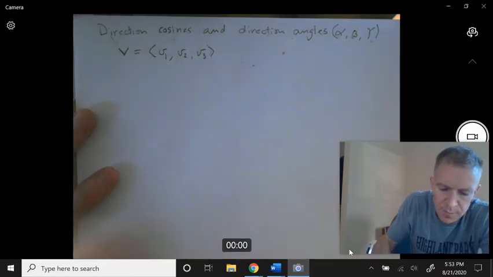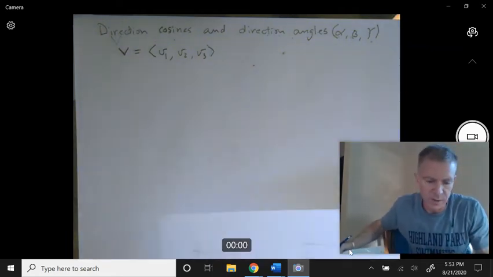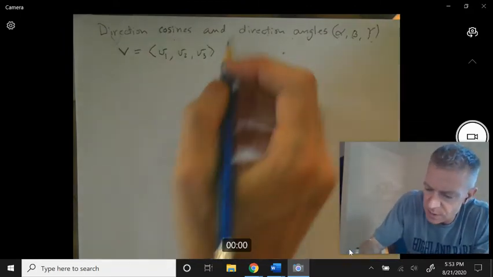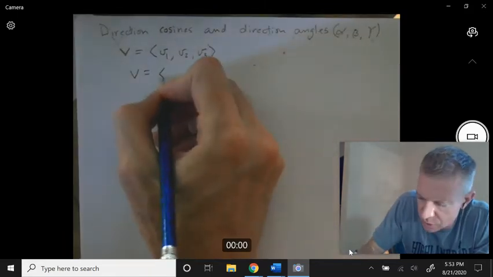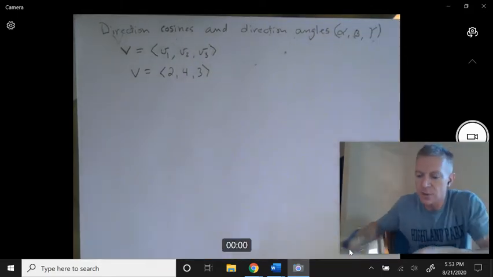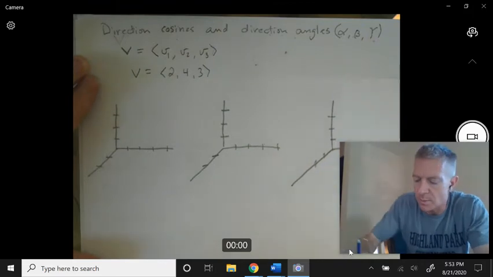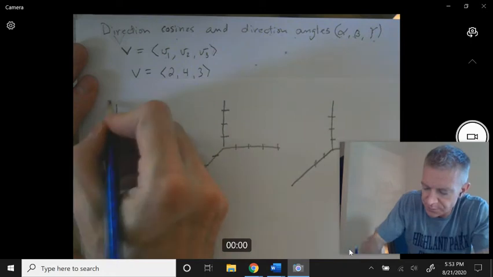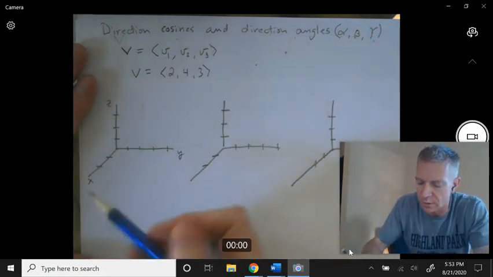Now, let's look at what this looks like for a specific vector. So let's take vector v, and let's say our vector is 2, 4, 3. I'm just going to end up in the first octant. The first octant means all three components are positive. So when we draw this with the x, the y, and the z, we know this is going to end up in the first octant in this space right here in front of us.